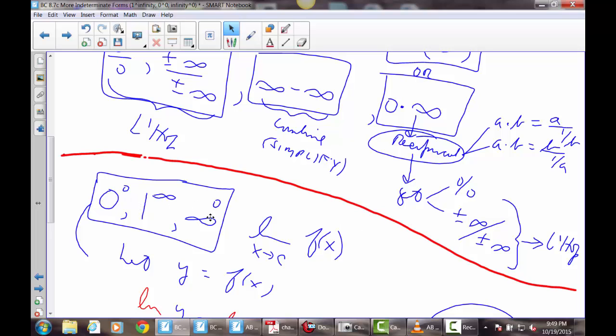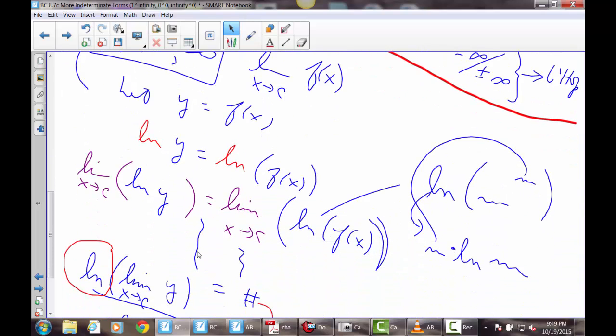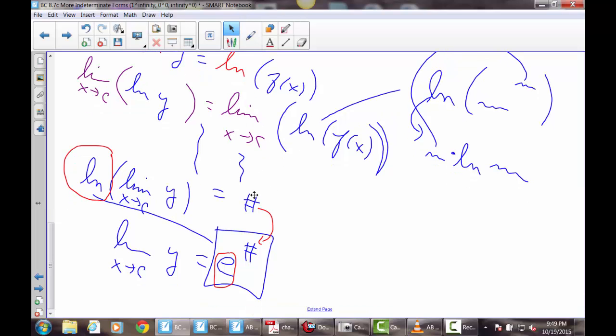And of course, the last three that we saw, where you let y equal the function, take the ln of each side, take the limit of each side. You're going to bring that exponent right in front because it's an ln. And then you'll evaluate this down, and remember, don't forget at the end the answer.